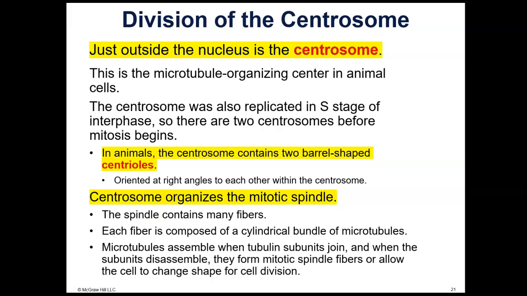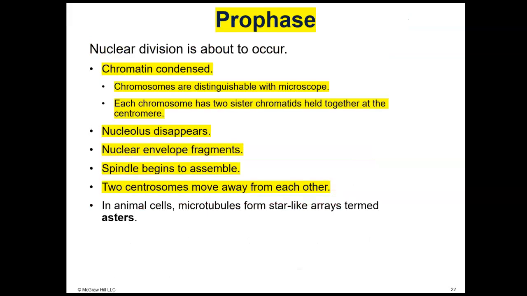But what the centrosome does is organize the mitotic spindle. And the mitotic spindle is going to line up the chromosomes and then help them to separate so that each daughter cell gets a copy. All right, these are the stages of mitosis, or the phases of mitosis.